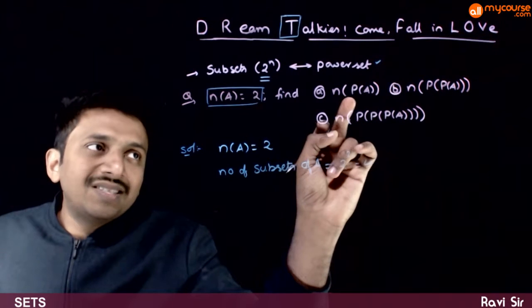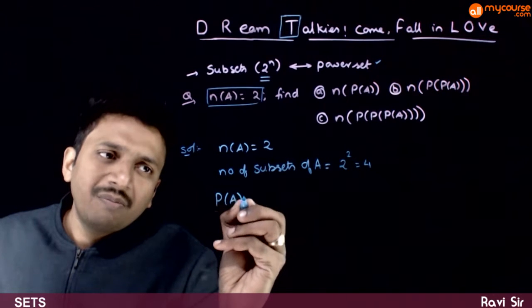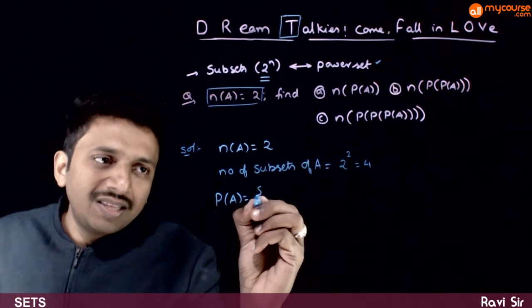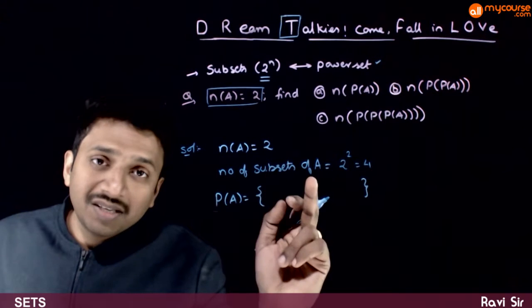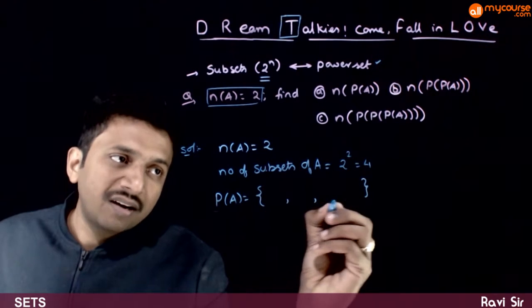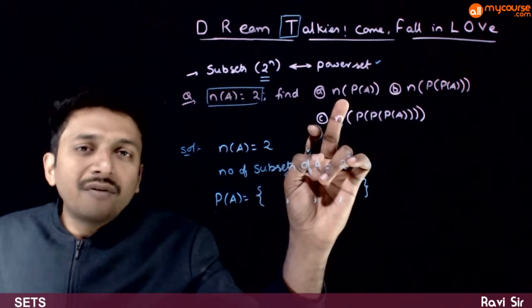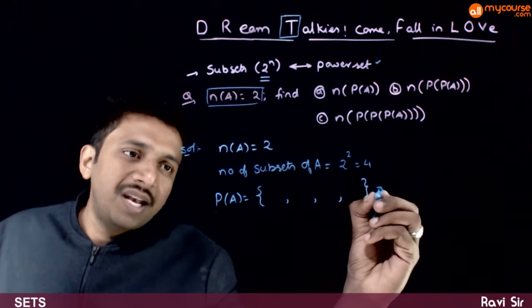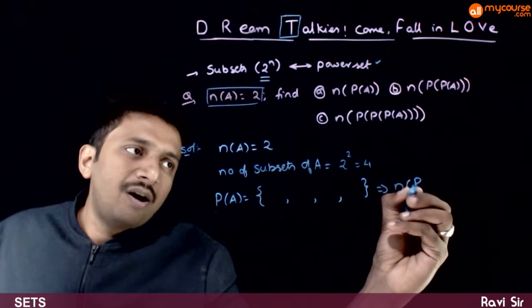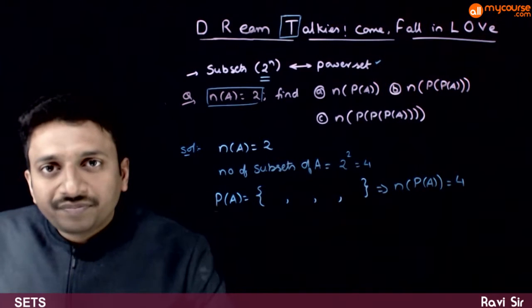Now what is the number of elements in P of A? So what is P of A? Power set of A is nothing but the set containing all the subsets. And how many subsets does A have? 4. So there are 4 elements in the power set. The number of elements in the power set is nothing but the number of subsets of A. The number of elements of power set of A is nothing but 4.